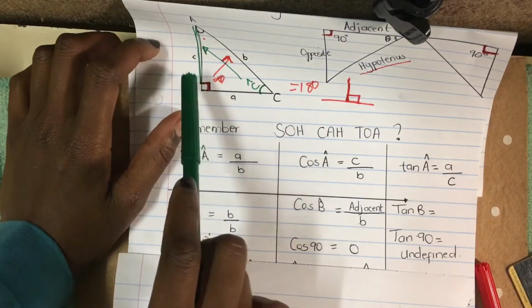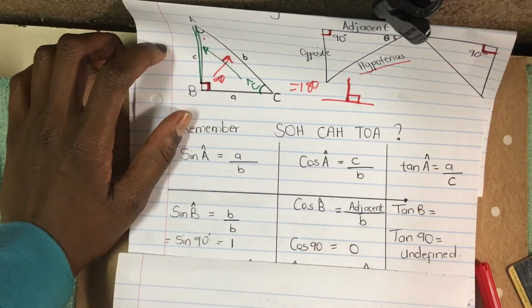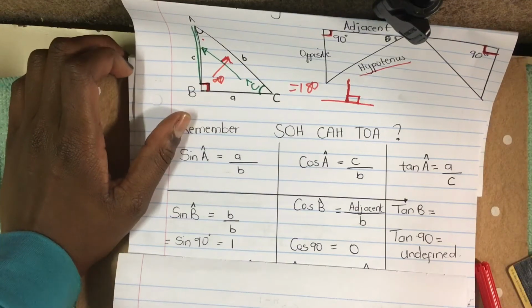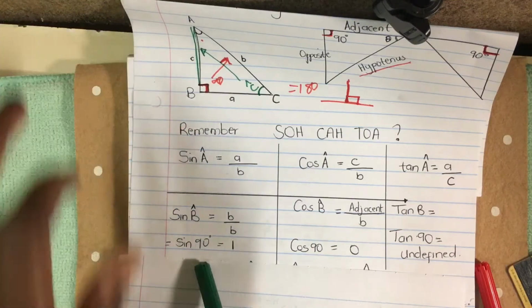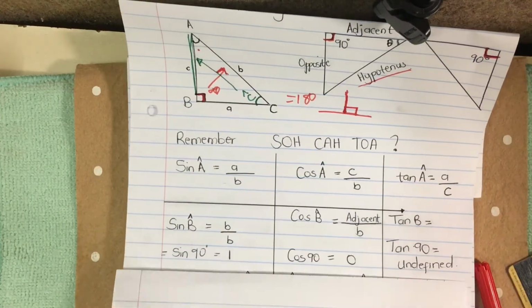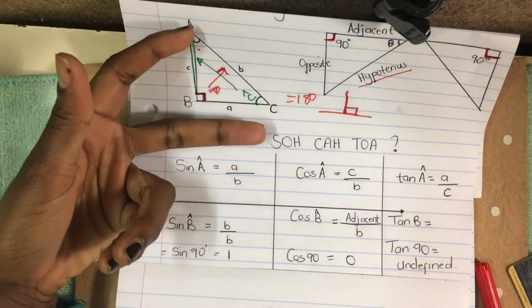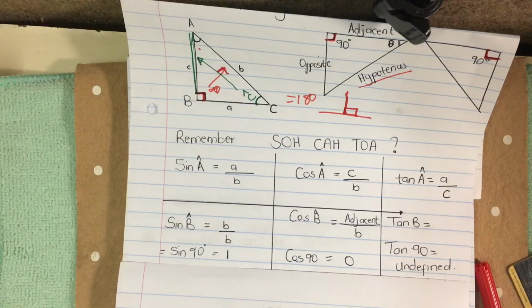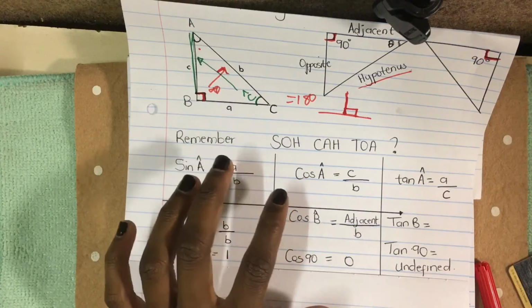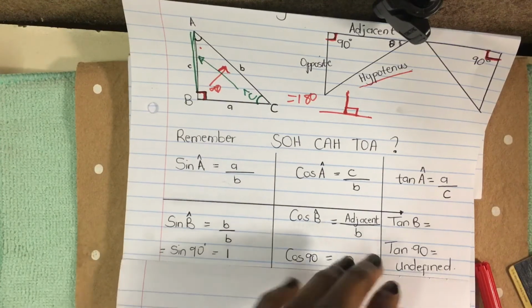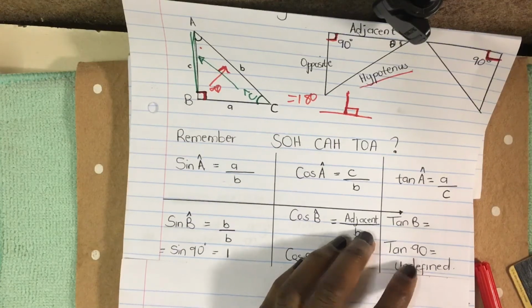Sine B, if you take B, you will see sine B is opposite over hypotenuse, but because the hypotenuse was that opposite side, it gives us b over b. When you press the calculator, you will see sine 90 gives us 1. And then adjacent, which side is adjacent here? You see there is none, so that is why cos gives you 0. When you press the calculator, cos 90 is equal to 0, so don't mind about that one, they'll never ask you such. And then tan B is undefined, which is tan 90.